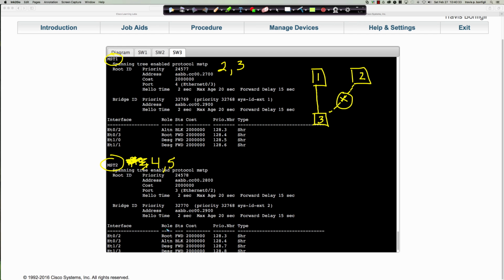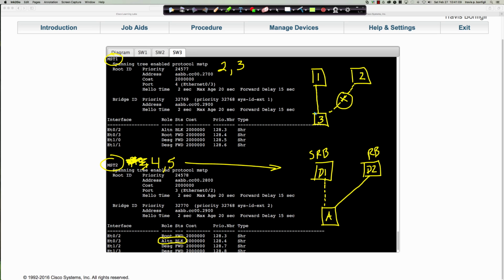Now let's take a look down here. We've got distro 1, distro 2, and this is VLANs 4 and 5, and then we have our access layer switch. From switch 3's perspective, the root port for MSTI2 is Ethernet 02, which goes that way. And its alternate port, which is blocking the loop, is here. Because again, this is my root bridge, this is my secondary root bridge.